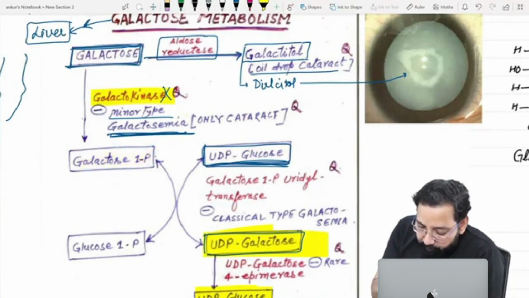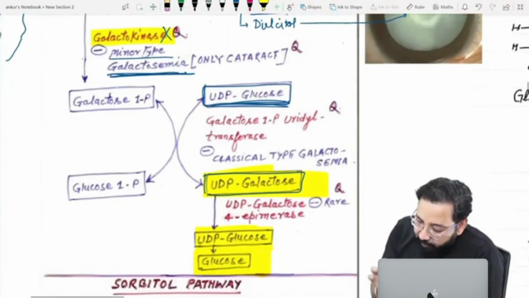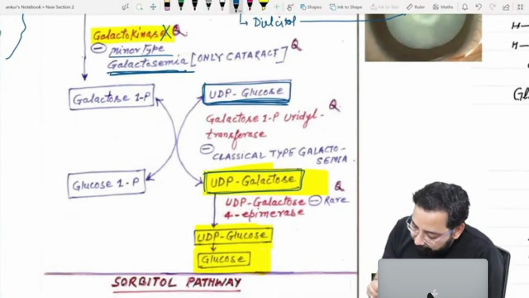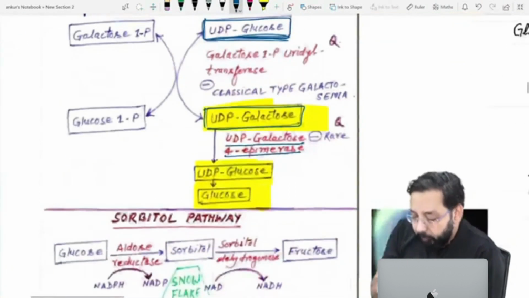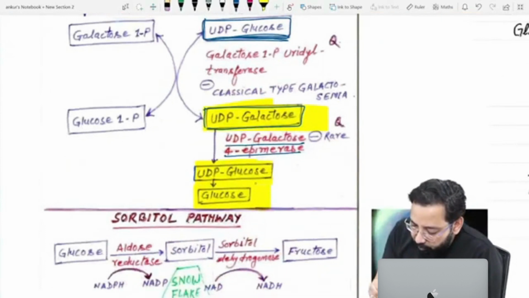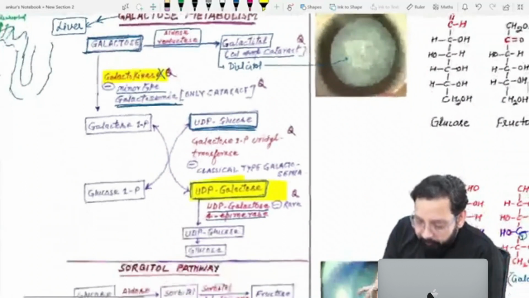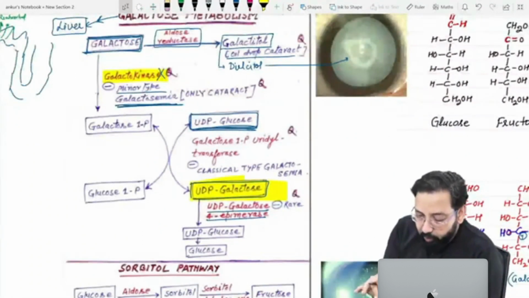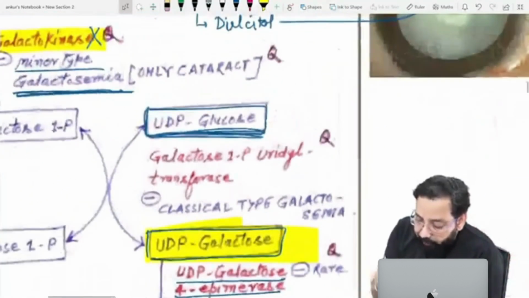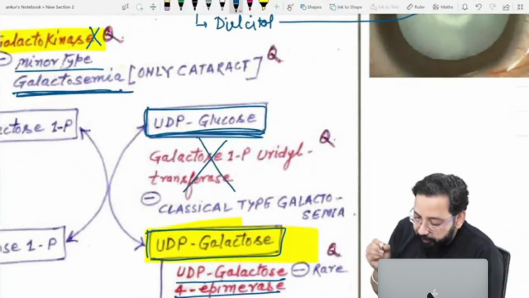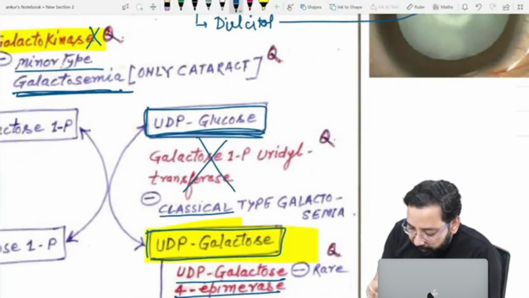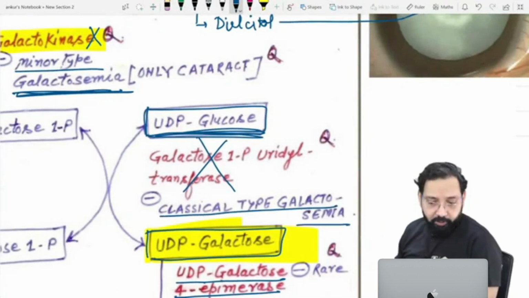Galactose is transferred to UDP, and this UDP galactose is converted to UDP glucose by UDP galactose 4 epimerase, and UDP glucose is converted to glucose. Clear? In this way, galactose metabolism is nothing but conversion of galactose to glucose. If galactose 1-phosphate uridyl transferase is deficient, then it is called the classical type of galactosemia.